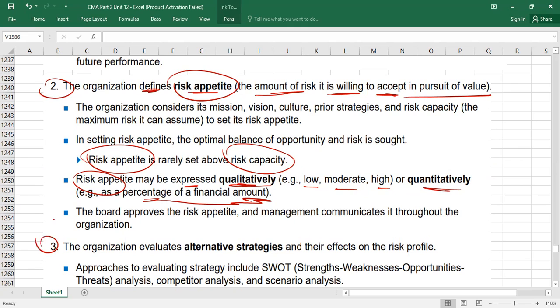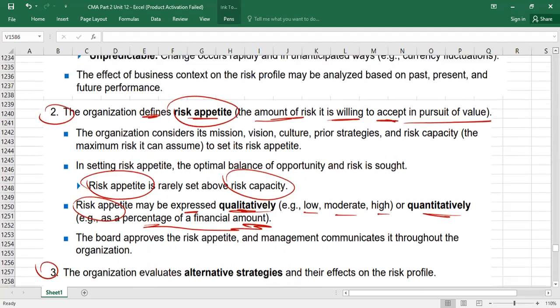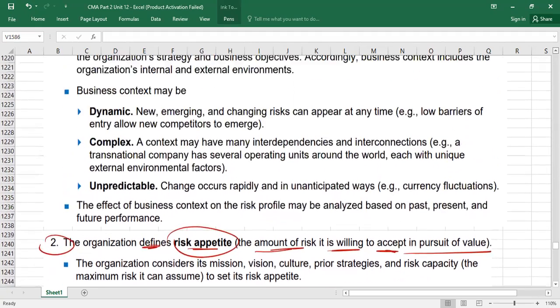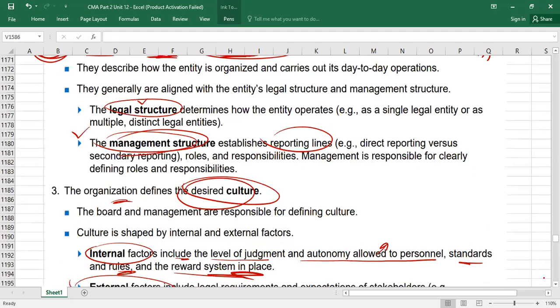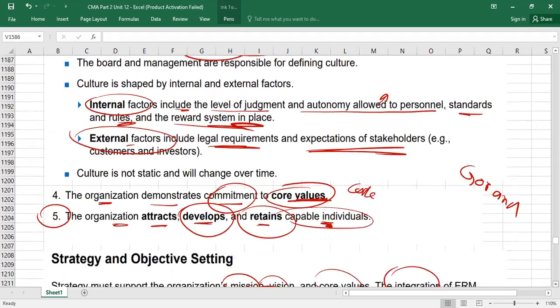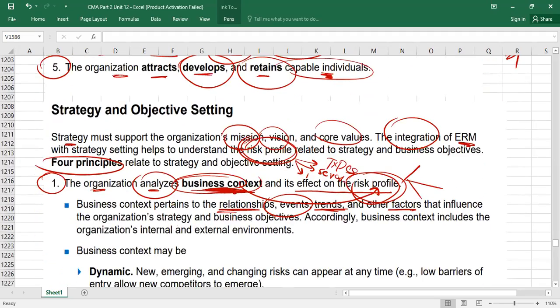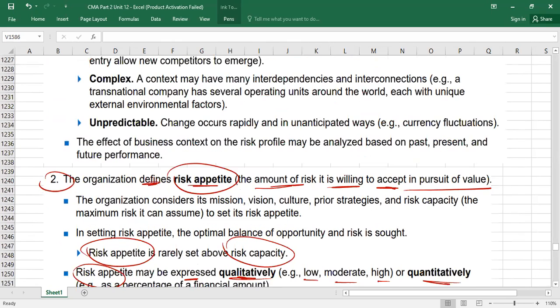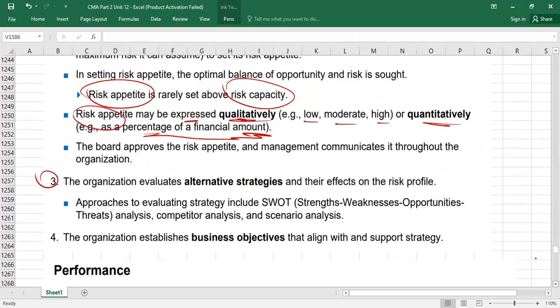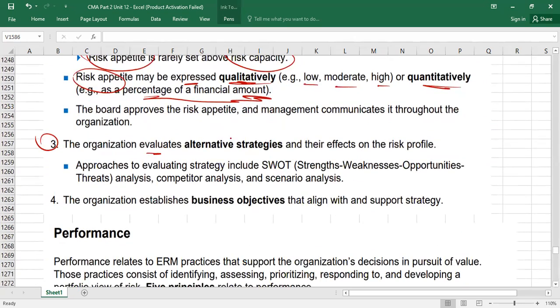The third principle is what? First, for strategy and objective setting, the first principle was to analyze business context and effects on risk profile. The second was that you need to define risk appetite, right? And third, I'm going to explain: the organization evaluates alternative strategies and their effect on risk profile.